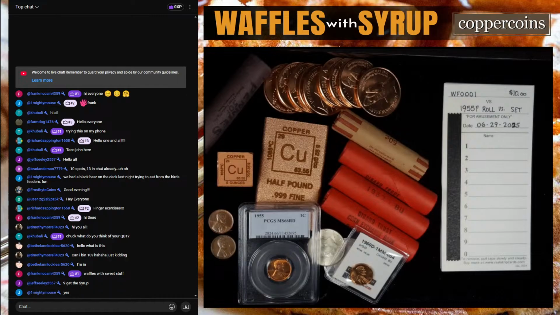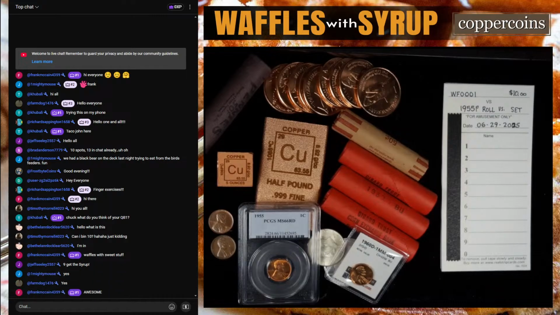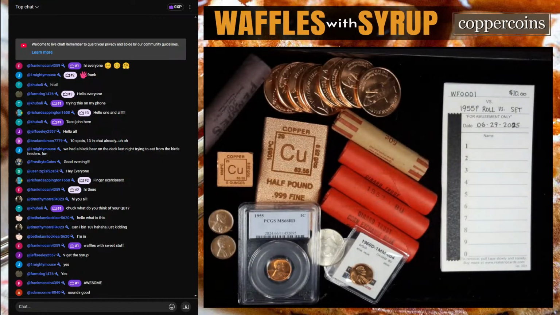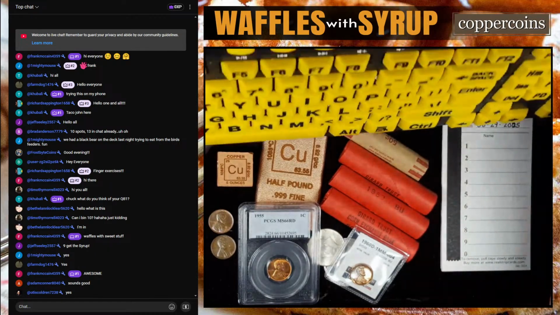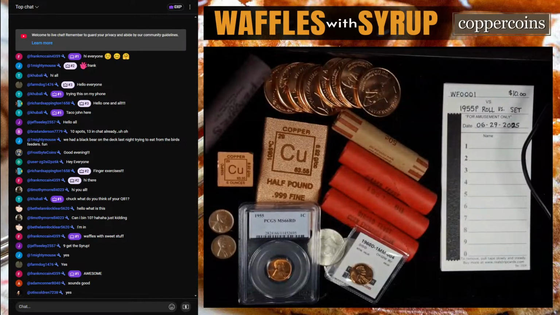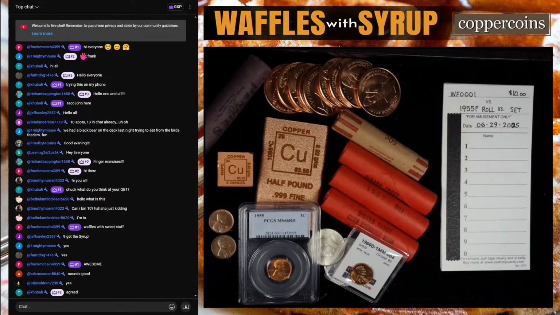Yep, 1 gets the waffle, 9 get the syrup. Okay, looks like everybody's got it. So what I'm going to do is, I guess I do have to use my keyboard. Never mind. I thought I was going to get away without using a keyboard at all. But here's what we've got.